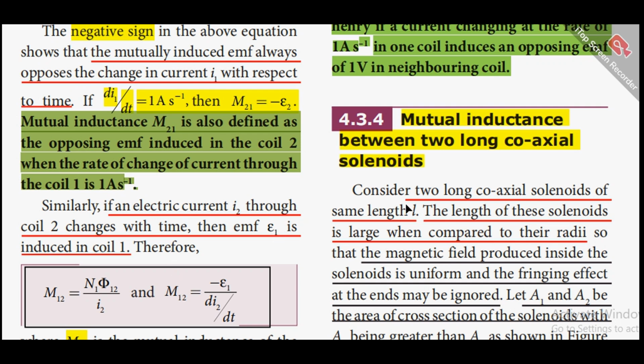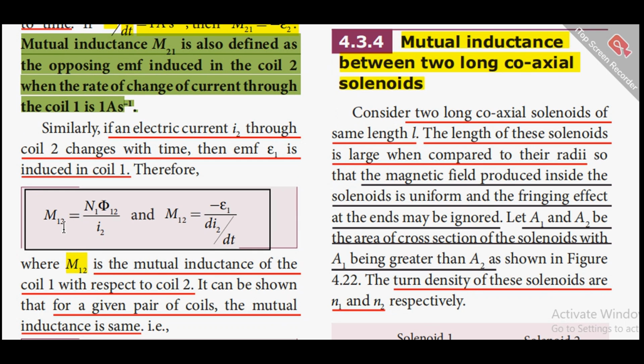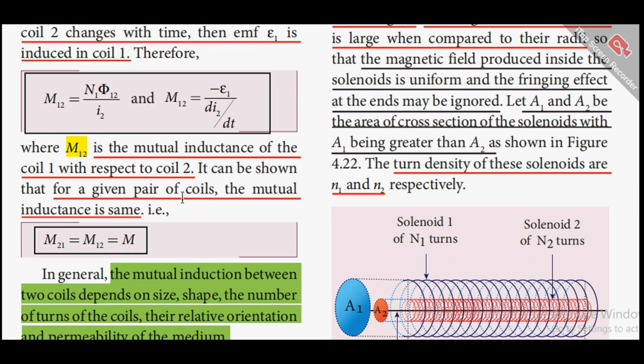Similarly, if an electric current I2 through the second coil changes with time, then EMF E1 is induced in the first coil. Therefore, the mutual inductance M12 is given by N1 phi12 by I2, which can also be written as minus E1 by dI2 by dt, where dI2 by dt is the rate of change of current I2 with respect to time, and M12 is the mutual inductance of the first coil with respect to the second coil. It can be shown that for a given pair of coils, the mutual inductance is the same. That means M21 equals M12 equals M.